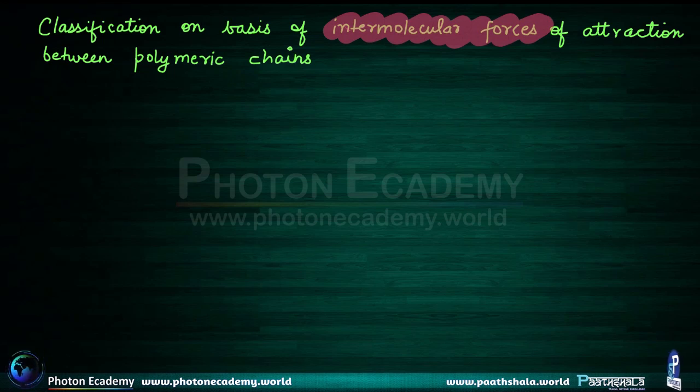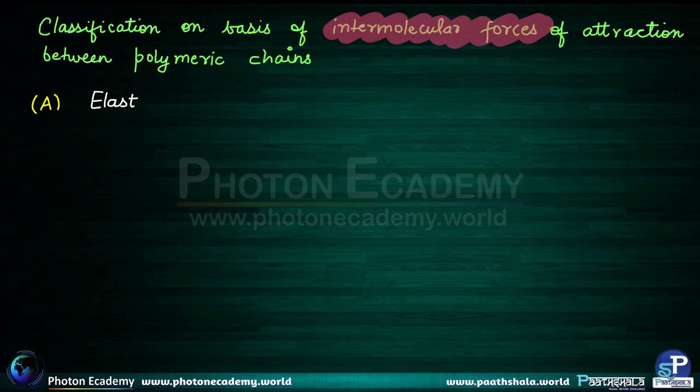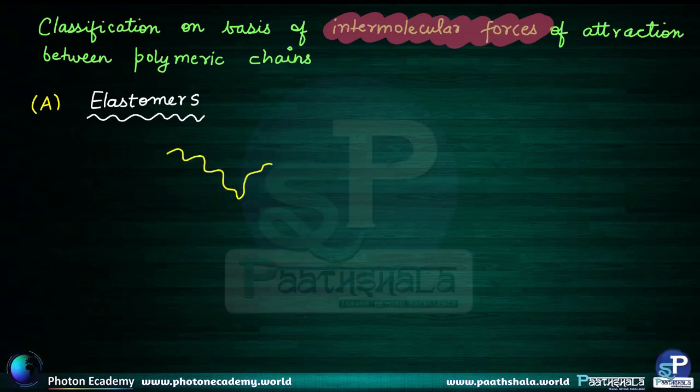Under this category, the polymers are classified into some subcategories, and let us now deal with these subcategories. So, we are dealing with classification on the basis of forces of attraction between the polymeric chains. The first category, let us call it A, is known as elastomers. As the name suggests, they're indeed elastic in nature, and if a rough representation of them is done, they will look something like this.